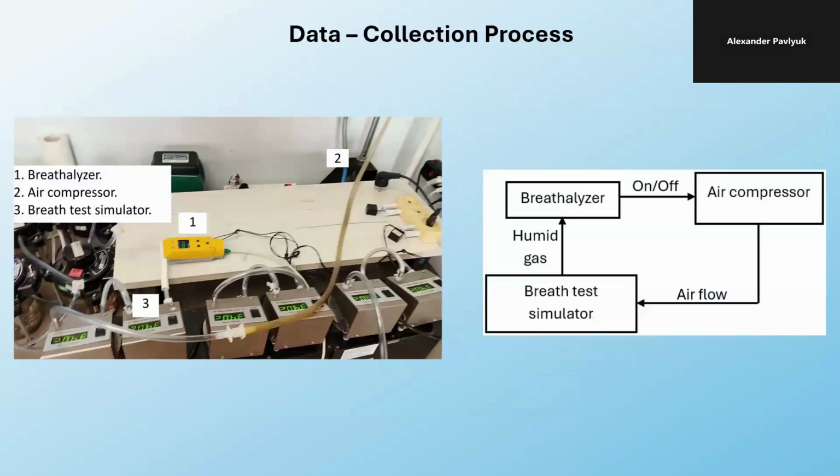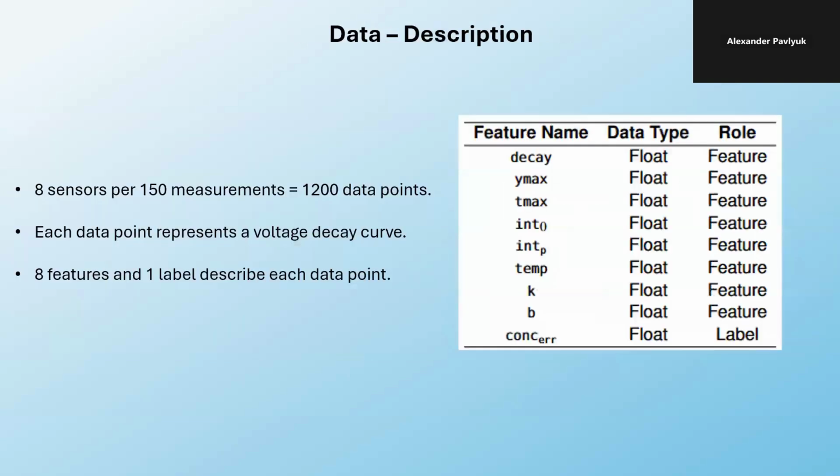There are no data sets available on the internet, therefore an automatic sampling system was designed specifically for this project. You can see the workspace on the left. The breathalyzer turns on an air compressor that passes dry air to the breath test simulator, which has a liquid sample of ethanol with known concentration. Then the humid gas goes to the breathalyzer for analysis. The breathalyzer then turns off the air compressor, and the second iteration starts, and so on.